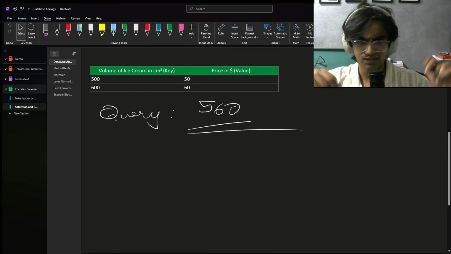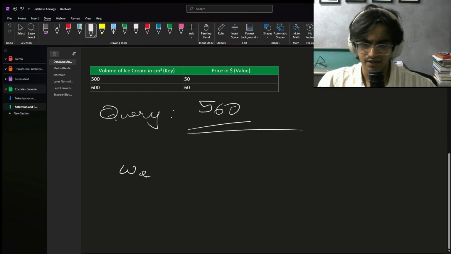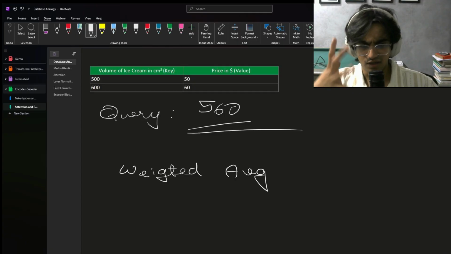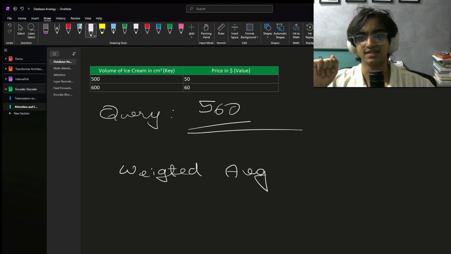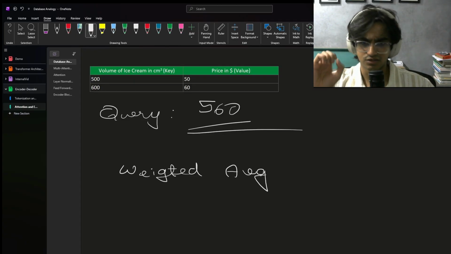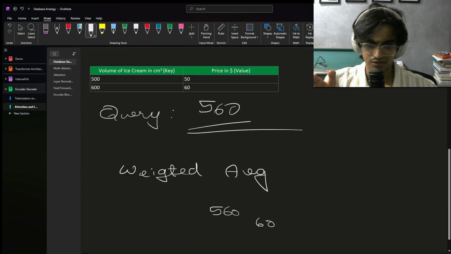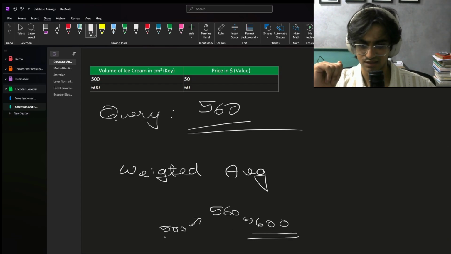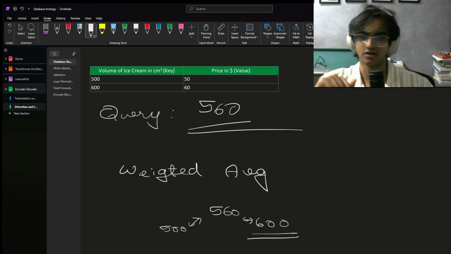Well, one thing we can do is, since there's no exact match, we're going to need some sort of weighted average, right? A weighted average. So we need to compare 560 with our given database, and then based on the similarity of the points, we decide the price value. So obviously, if you look at this, 560 is definitely closer to 600 as compared to 500. So we want to assign the weights in such a way that we give more priority to the closer points as compared to the faraway ones. So how do we do this? Let me just show you how we get this done.